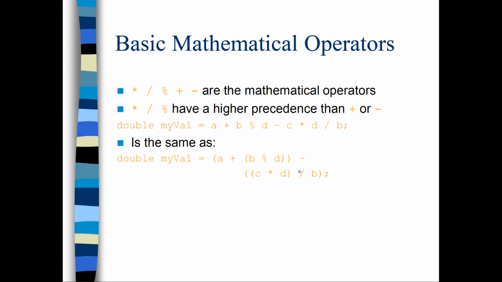So as in normal mathematics, everything that is inside the bracket will be executed first, and then later according to the precedence of the operator. So as you can see here, the multiplication, division, and mod have higher precedence than plus or minus in Java, and in that precedence, this line of code will be executed.